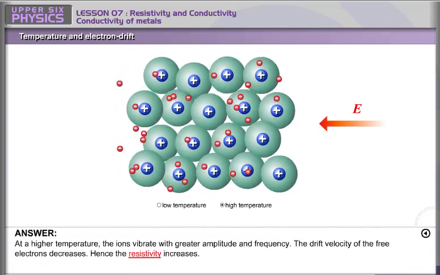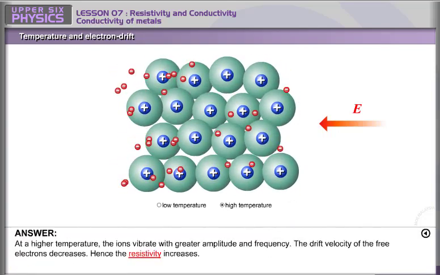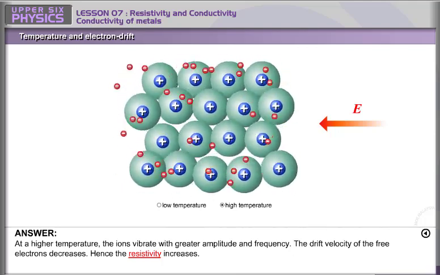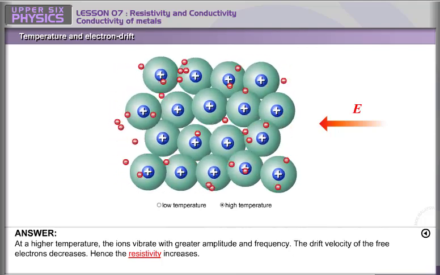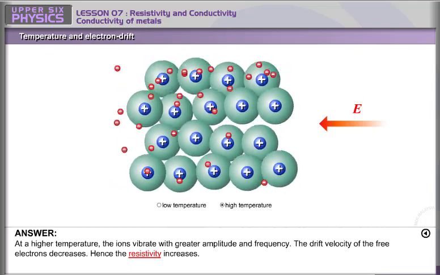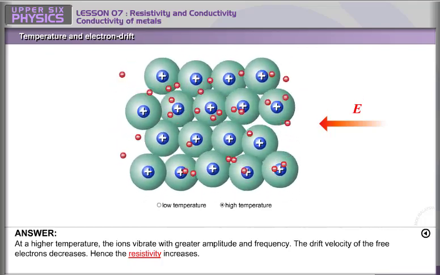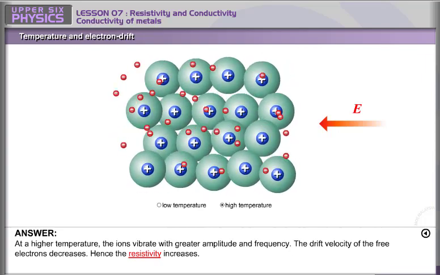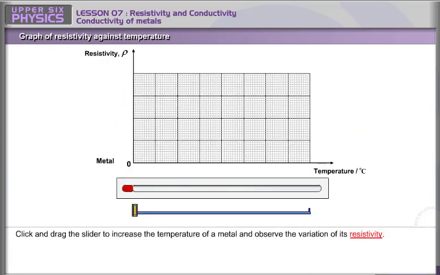Answer. At a higher temperature, the ions vibrate with greater amplitude and frequency. The drift velocity of the free electrons decreases, hence the resistivity increases. Click and drag the slider to increase the temperature of a metal and observe the variation of its resistivity.